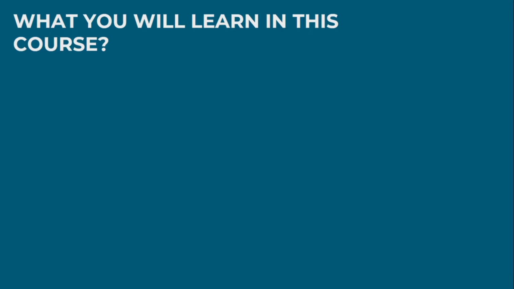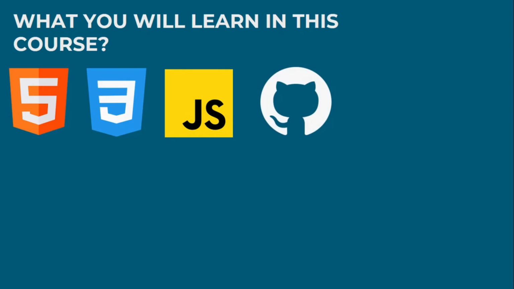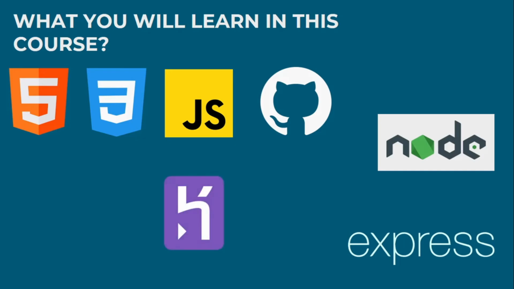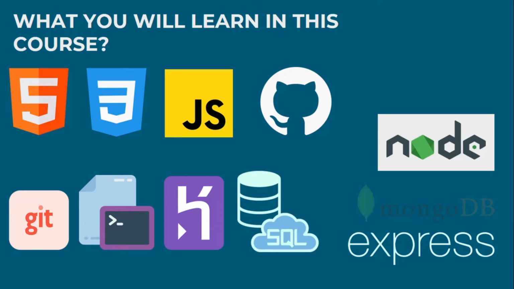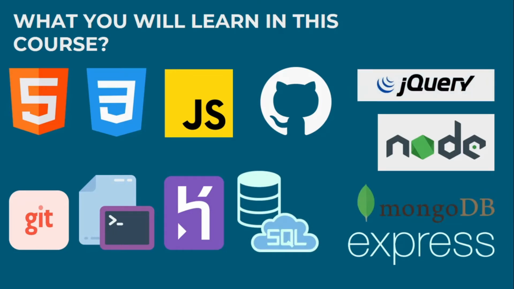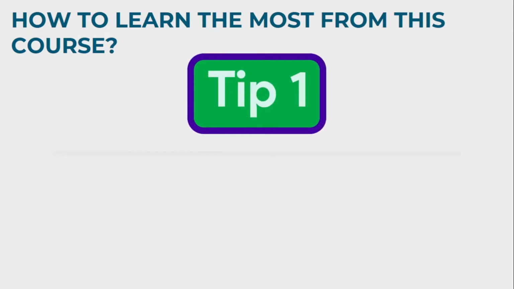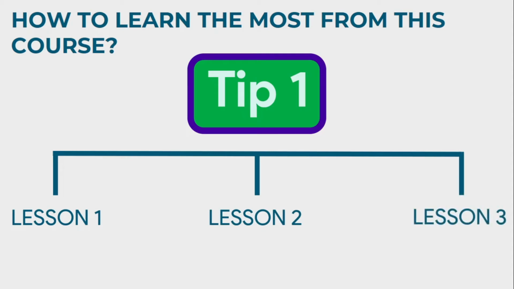In this course we are going to learn HTML5, CSS, JavaScript, GitHub, Node.js, Express, Heroku, Git, CLI, SQL, MongoDB, jQuery and much more stuff. So, how do we learn the most from this course? As you proceed from one lesson to another, you will find out that each lesson is about 5 to 10 minutes long. And this is intentional because this splits the learning into parts and makes it easy.